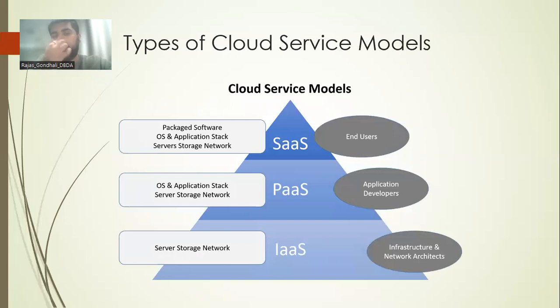So right now, after the models, after the types of clouds, we come to the service models which are available in cloud computing. This is one of the most important topics of our subject, cloud computing. As we can see in this diagram, in this pyramid, there are three levels of cloud service models. The first one is IaaS, which is infrastructure as a service.